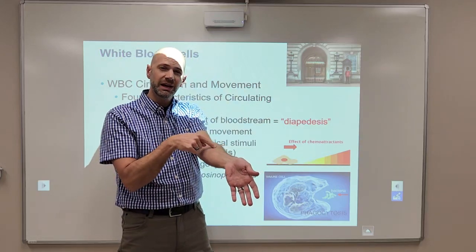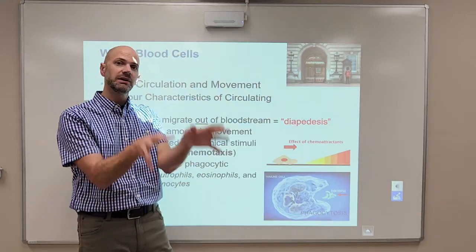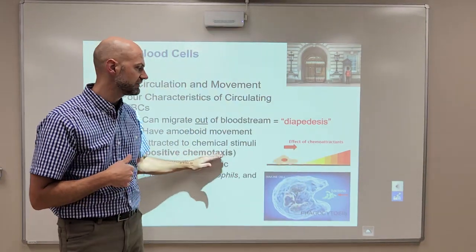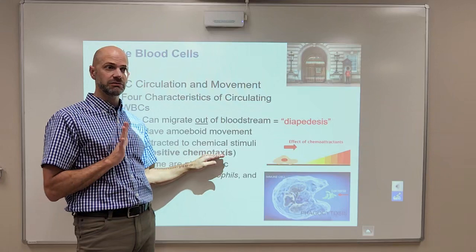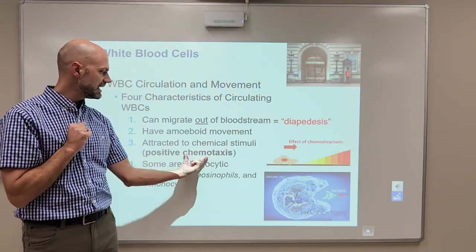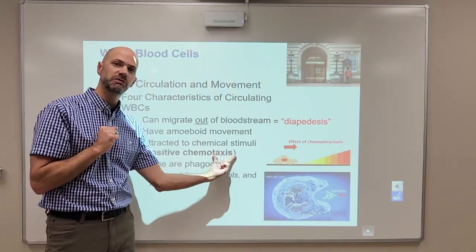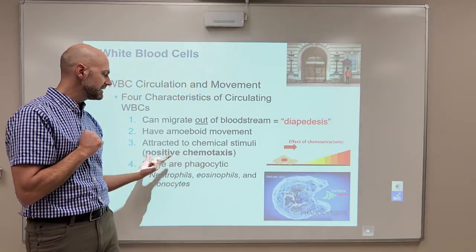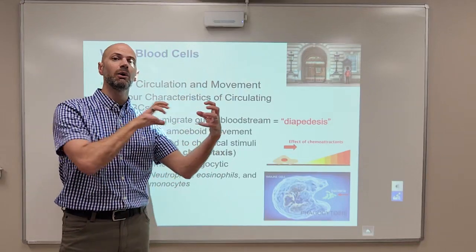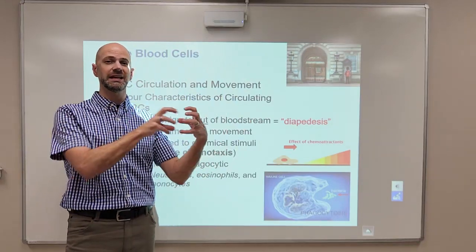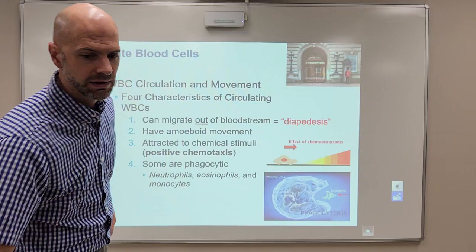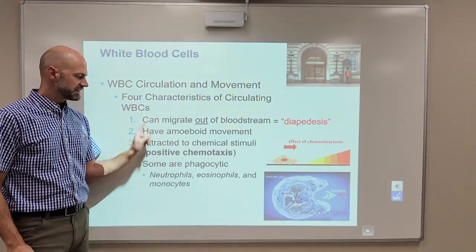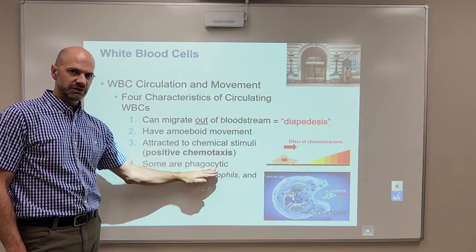You have all kinds of chemokines that could be recruiting, saying, hey, come over here, and they use chemicals to do that. It's called positive chemotaxis. Positive means you're moving towards the stimulus. Taxis means movement. You're moving towards the chemical. Negative chemotaxis would mean you're moving away from that, like it's a danger signal: get away from here and run far away. The 4th one here is that some of these white blood cells can perform phagocytosis.